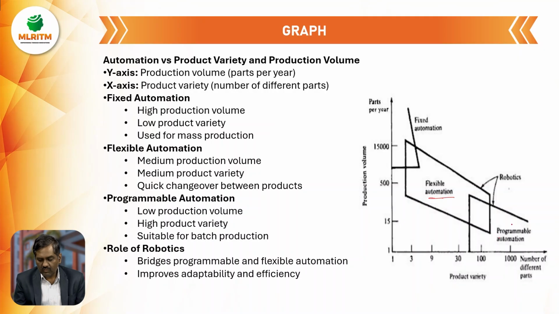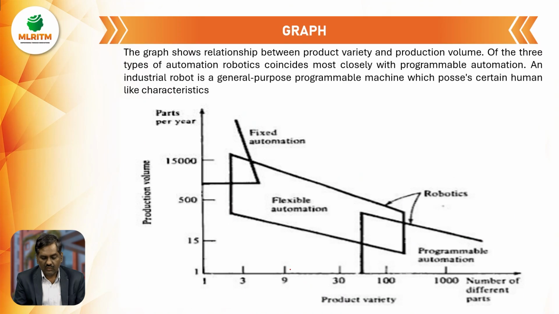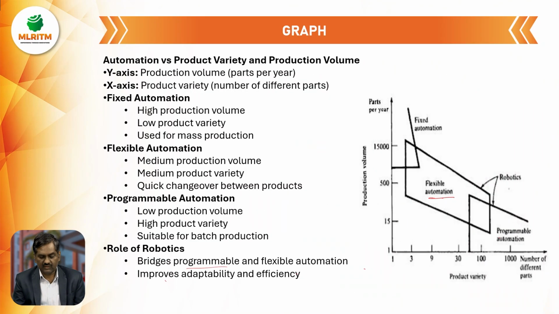So, if we come across these three automations, robotics lies mostly in programmable automation and flexible automation. So, we can say robotics is a bridge between programmable and flexible automation, which improves adaptability and efficiency. Hence, we can say an industrial robot is a general purpose programmable machine which possesses certain human-like characteristics.